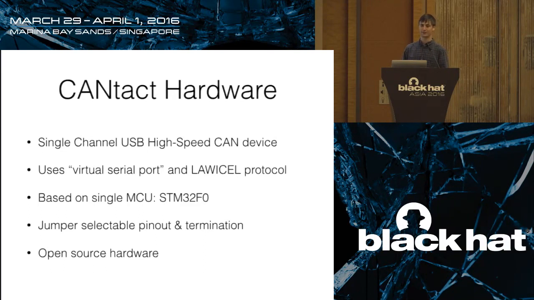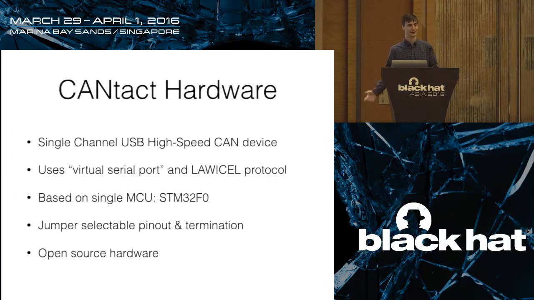The reason for this is everyone who makes official CAN tools seems to use pins 7 and 2 on the DB9 connector for CAN. These cables that use pins 7 and 2 cost like $70. If you use pins 3 and 5, you can buy these cables off of eBay for like $1 with shipping included. So it was really just, I don't want to pay $70 for a cable every time, I'll make a jumper selectable pinout. And finally, it's open source hardware.